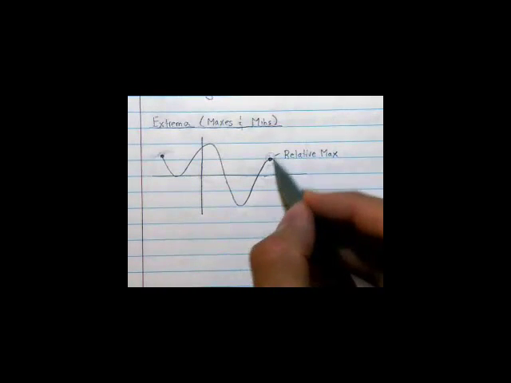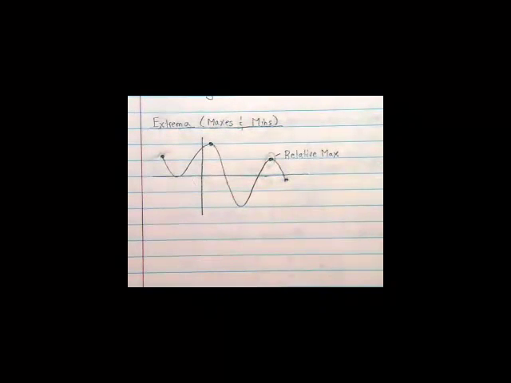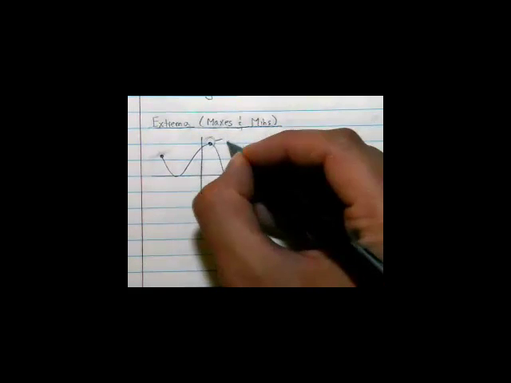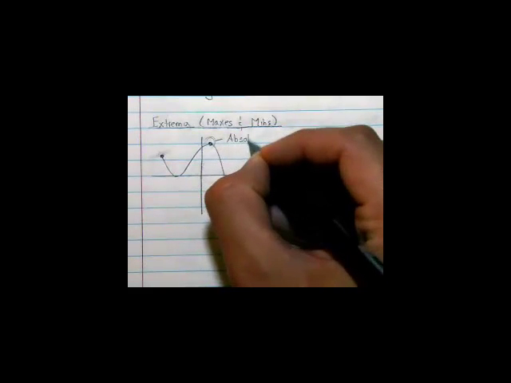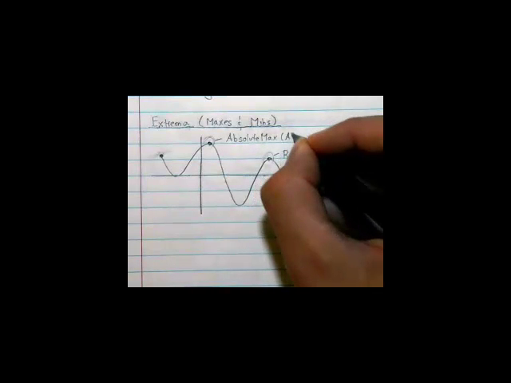That's a relative max. Now this maximum over here is an absolute maximum. It's also a relative max because it is the biggest thing around. Okay? But it is also the highest point of the entire function. So this one is an absolute max, but I'll put in parentheses also relative.